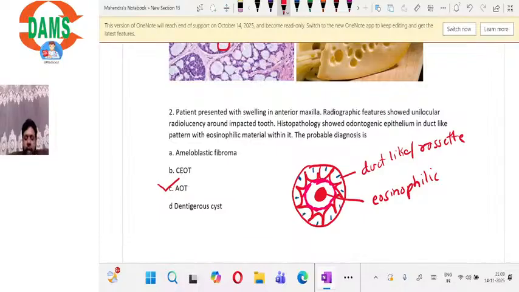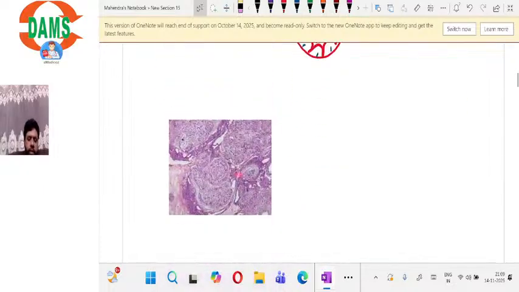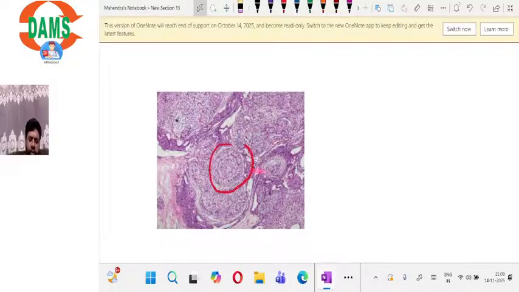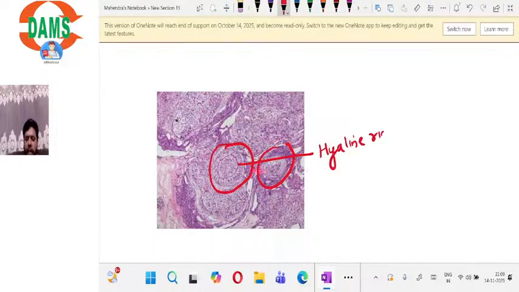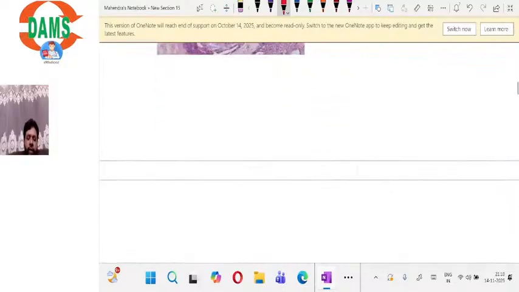So this is the second question, which again we have discussed. This image also is there in the notes. You can see the duct-like structures, and this is what I call a hyaline ring. Inside this hyaline ring you will see the eosinophilic material, pink material within it. So this is the duct-like structure. This is a typical diagram of AOT that you are supposed to remember. Let us move to the next question here.